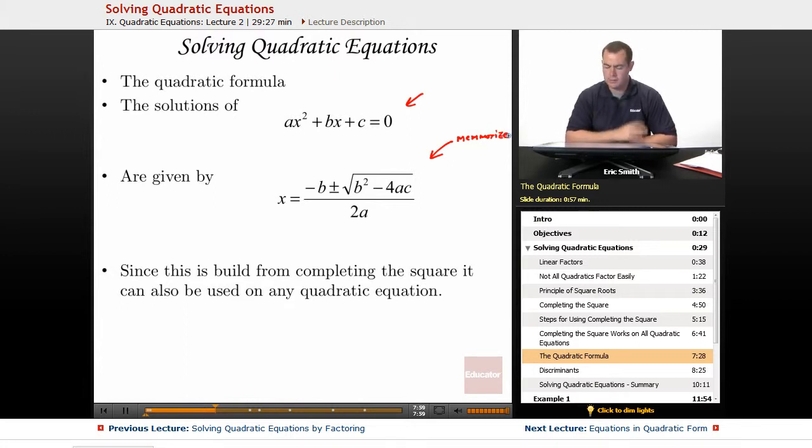Now there is some good news. Even though it's not the prettiest looking formula, it's built directly from completing the square. And completing the square works on any quadratic, so you may also use this on any quadratic equation. It really makes it extremely powerful for solving a lot of those quadratic equations.